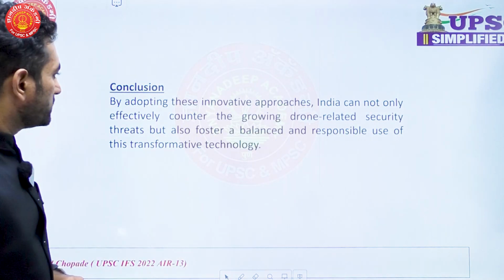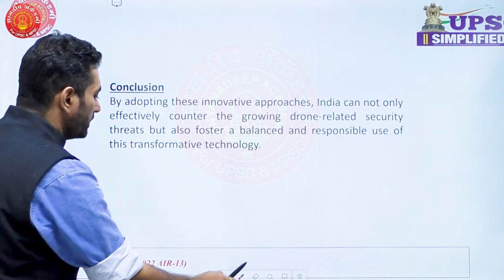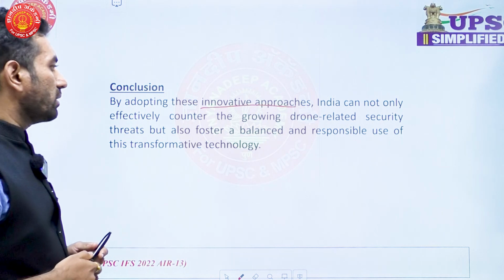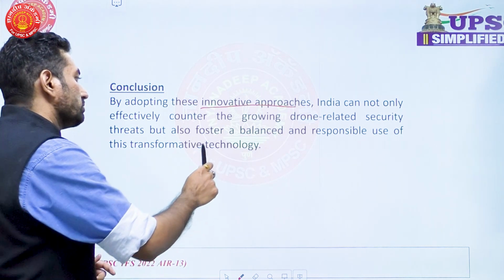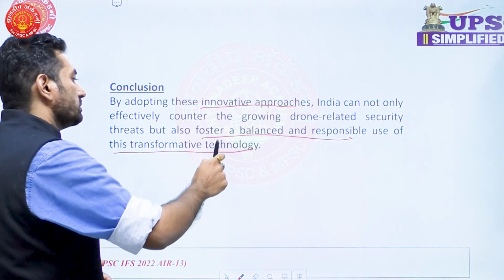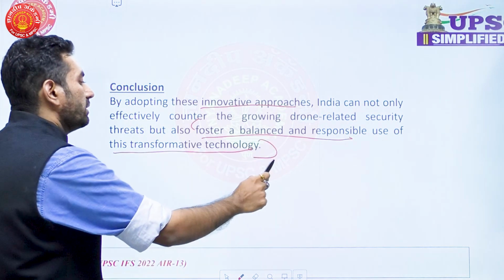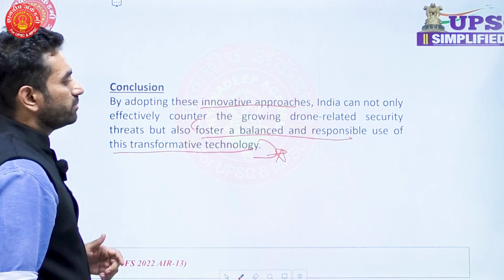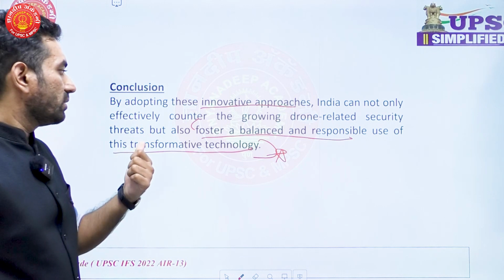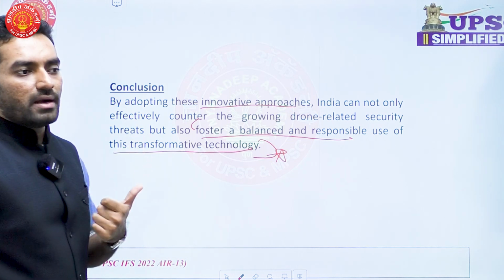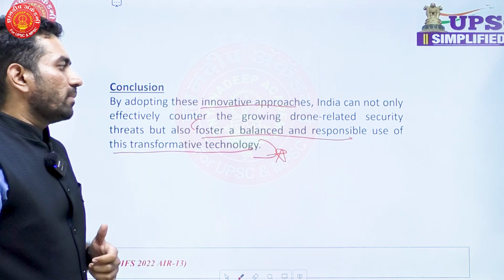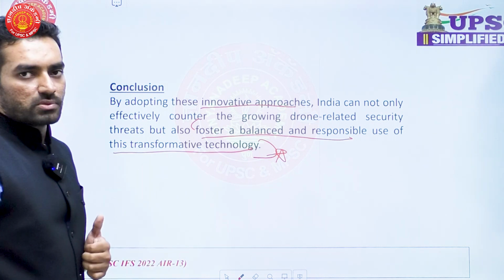Coming to the conclusion: by adopting these innovative approaches, India can not only effectively counter the growing drone related security threats, but also foster a balanced and responsible use of transformative technology. This is the highlighted phrase. Why is it important? Because in the conclusion, we are highlighting the importance of a balanced approach. We can't tackle a new technology by totally banning it, but by fostering a balanced and responsible approach towards the technology.